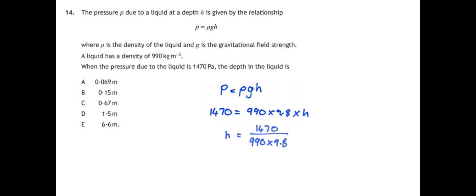So, this looks like a confusing and complicated question. Actually, it's not. We just need to insert the right numbers into the right place in our formula. So, we're given the pressure, 1,470. We're given the density, 990. G is the gravitational field strength, which we have from the data sheet, is 9.8 newtons per kilogram. And H, the depth, is what we're trying to find out. So we can rearrange that formula to find the depth, and we get 0.15 meters, which is answer B.